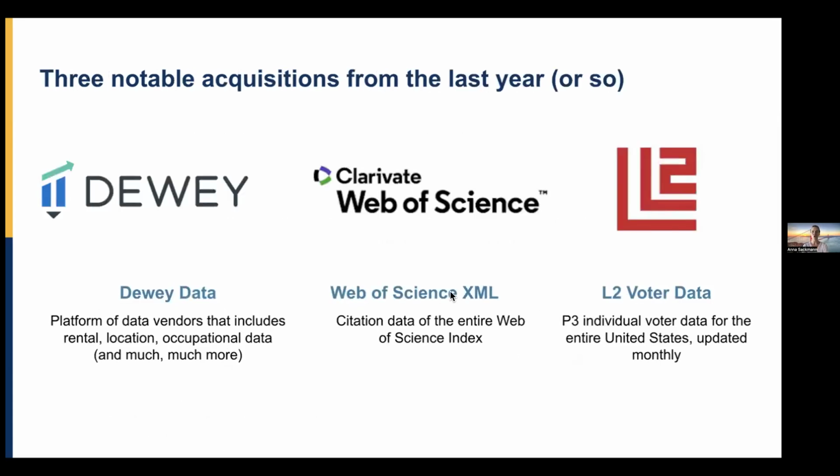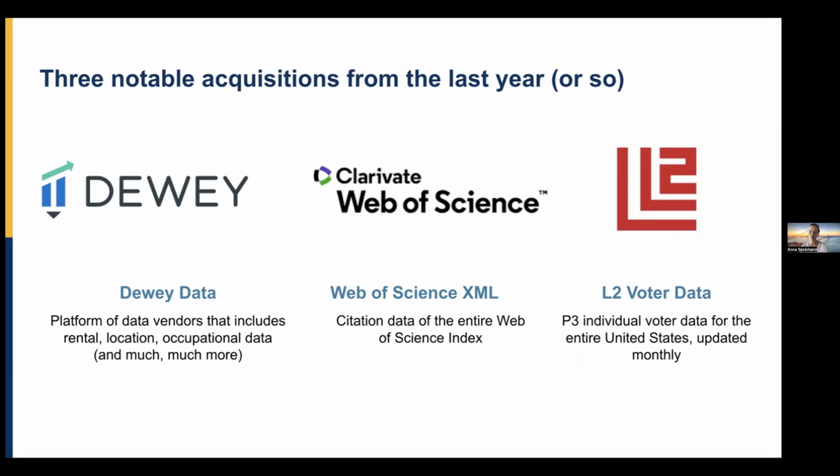And then I want to highlight just a few notable acquisitions from the last year or so that I'm really excited about. The first one we have had access to for 15 days, which is called Dewey Data. And it's a platform of data vendors. There are about, I think, 28 or 30, those of you on the call who know more about this, feel free to chime in. Data sets from vendors that are pretty broad. So they'll have like rental data, construction permit data, location data, occupational data, a lot of company information. And we have researchers in, I think, 12 different departments who have requested this data platform over the years.